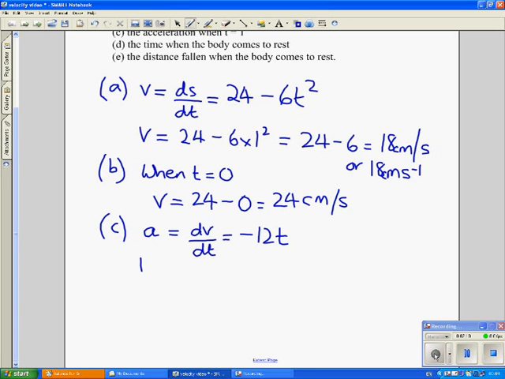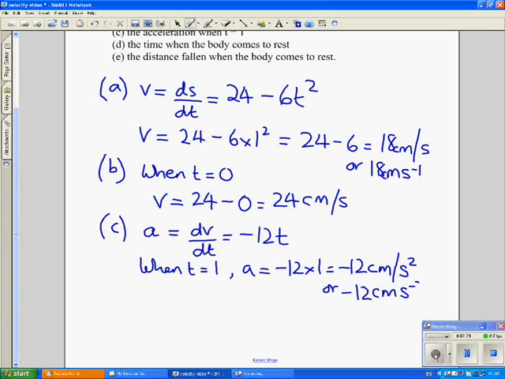When t equals 1, the acceleration will equal minus 12 times 1, which is minus 12 centimetres per second squared, which you can write like that, or we can write it minus 12 cm s to the negative 2.